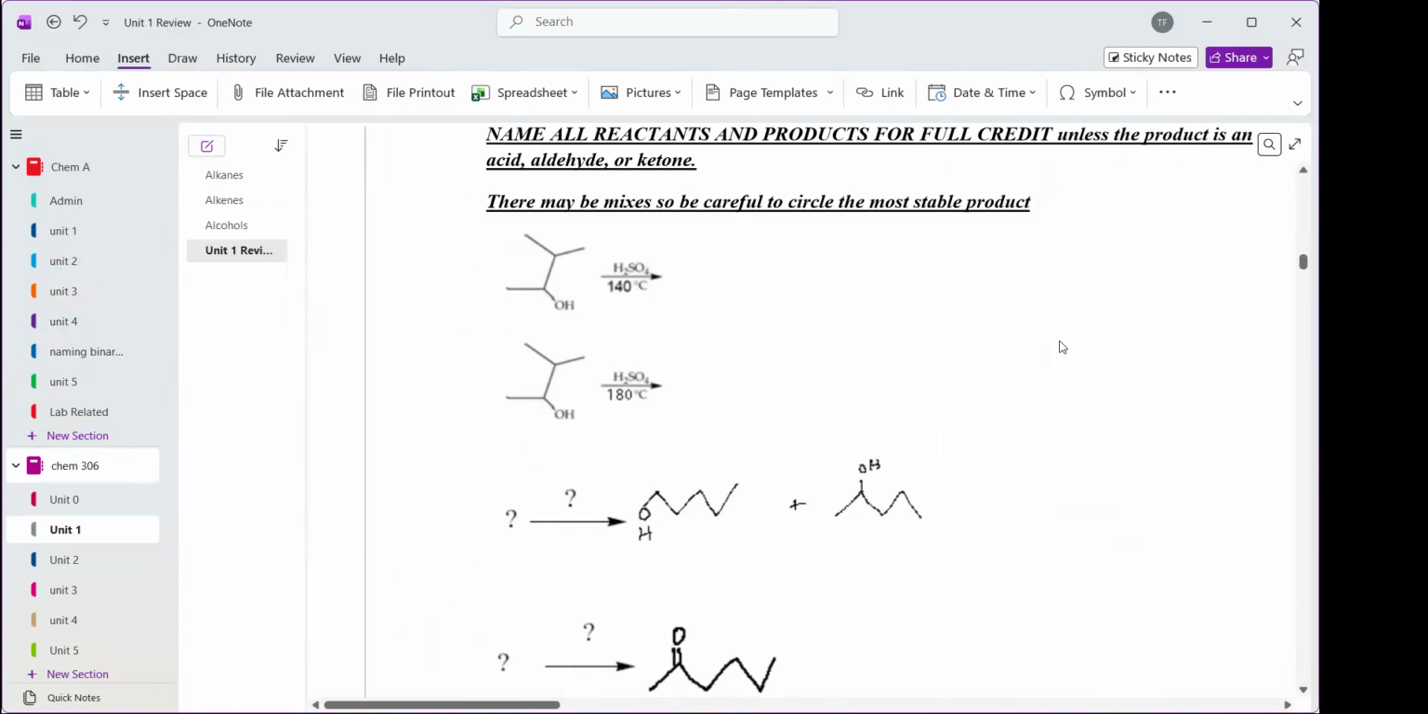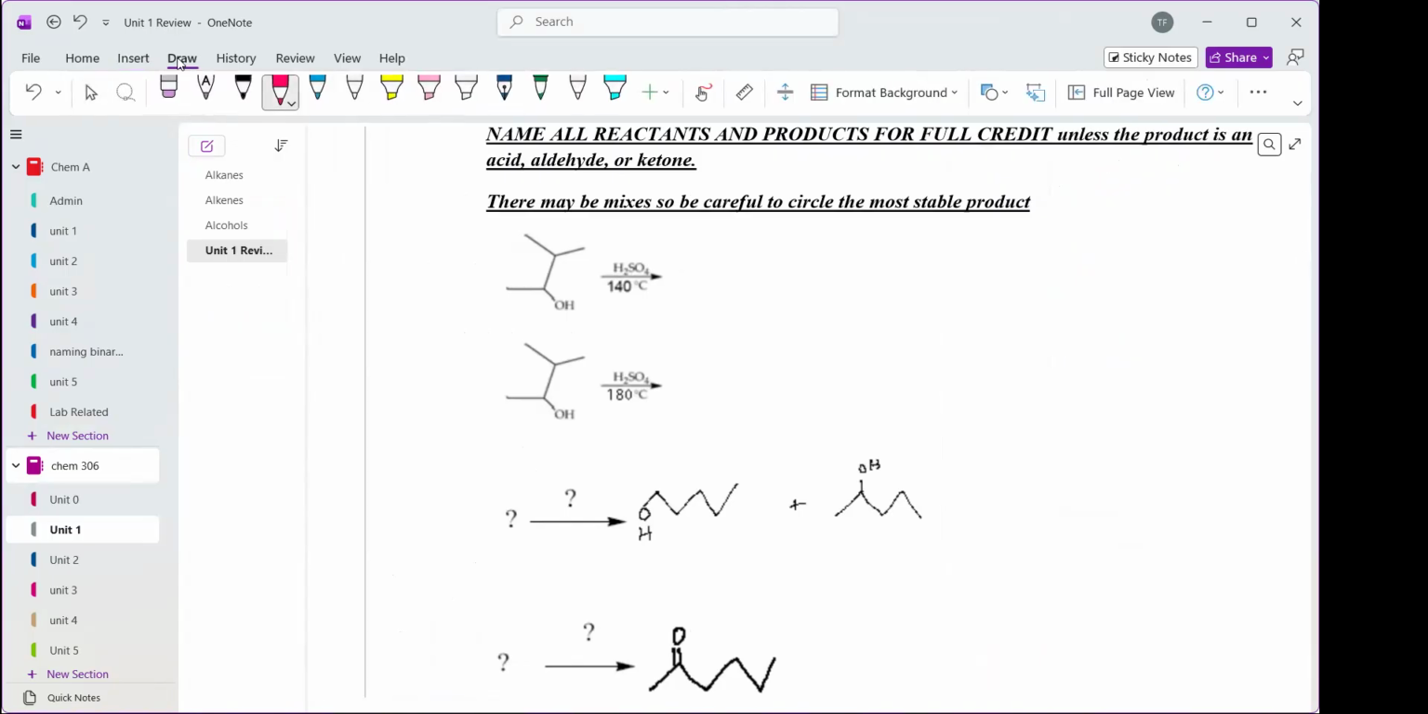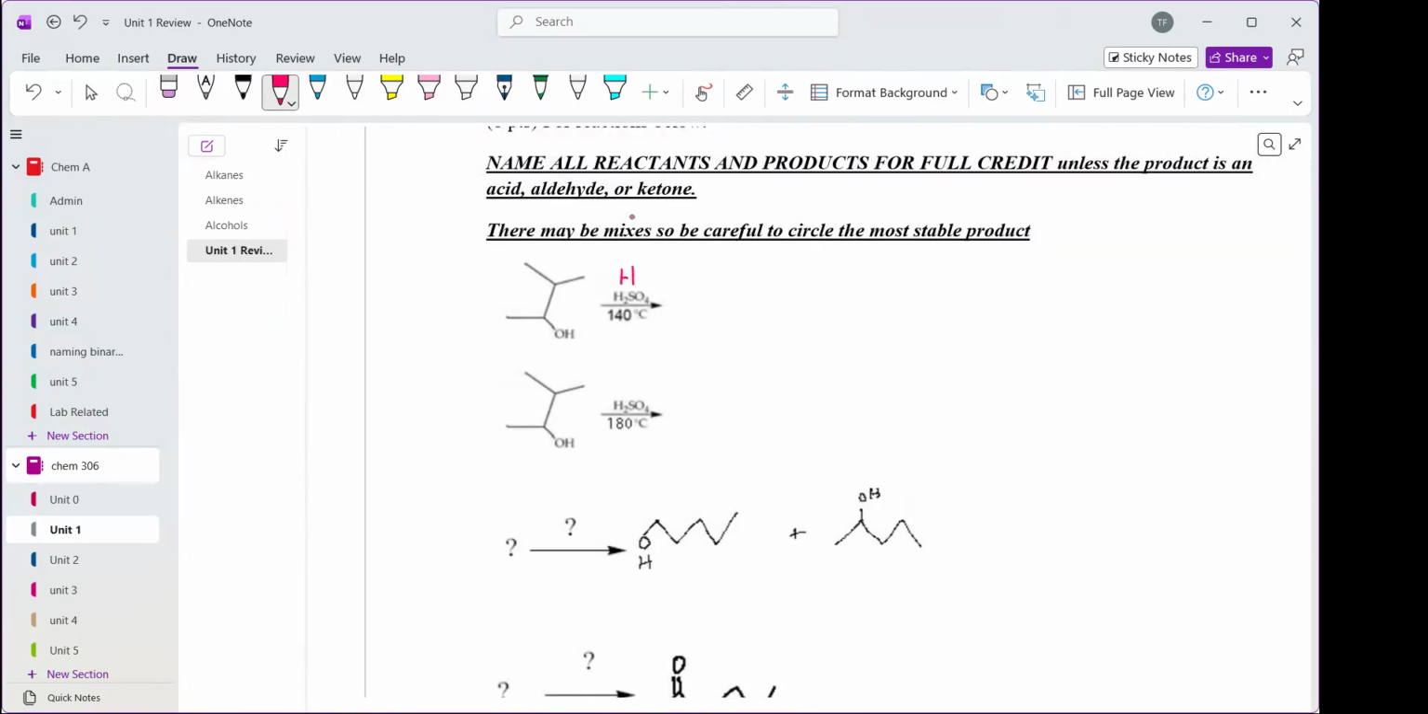Okay, so we've got an alcohol under acidic conditions, H2SO4, either one's fine. And the same structure, this alcohol undergoes a reaction at 140 and 180. They are not the same thing. So let's find that on the flow chart.